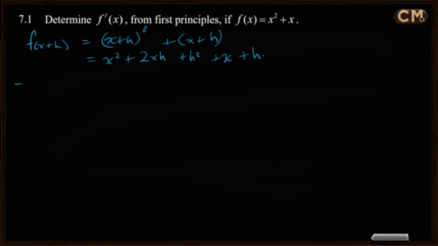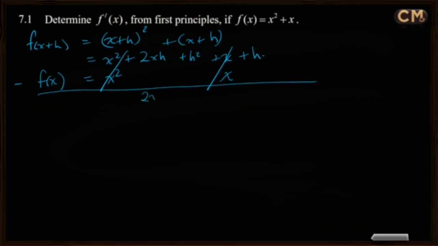And then we are meant to subtract f of x. Well, that's the x squared, and over there we'll have x. So if we subtract that, this will be neat. What we'll have is 2xh plus h squared plus h, of course, and that is f of x plus h minus f of x, which is the bit that's on the numerator of our first principal formula. So let's get that sorted.